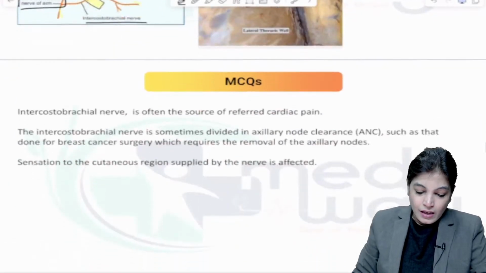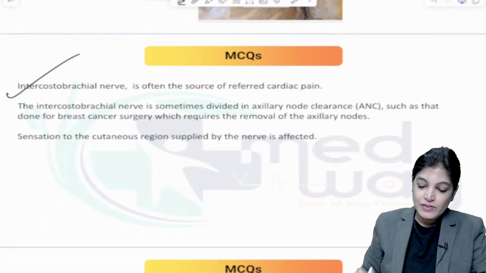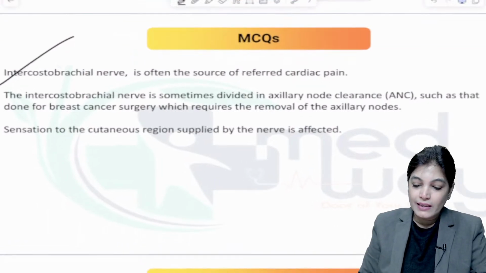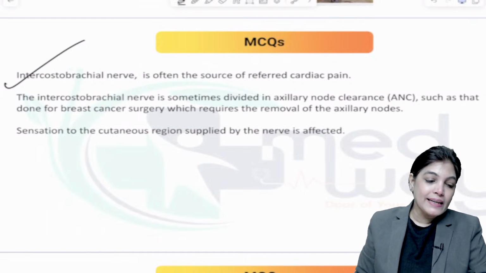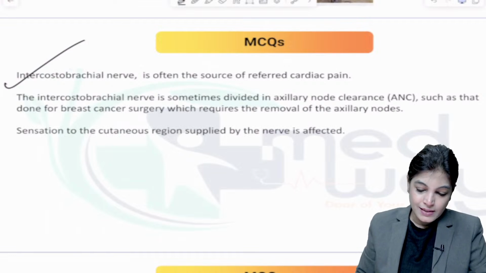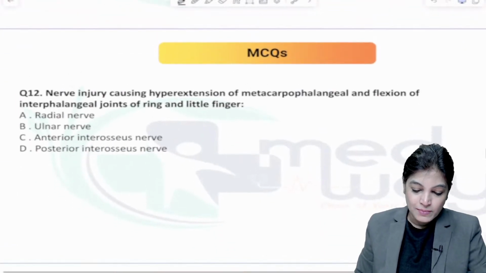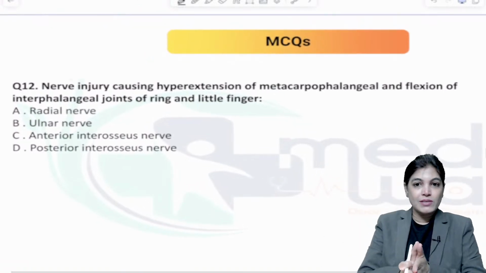Got it? Now, the intercostobrachial nerve is a source of cardiac pain. It sometimes also gets affected in axillary lymph node involvement in breast cancer surgery, and it can lead to pain in the medial aspect of the arm. So we will mark this as the right answer. Done. Now let's move on to question number 12. One very important question, I have discussed it so many times.